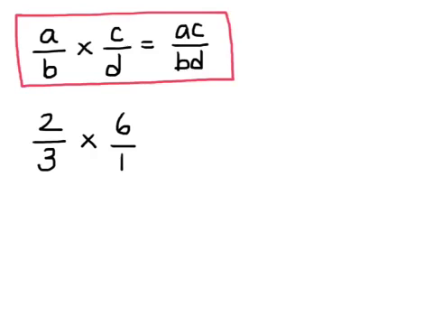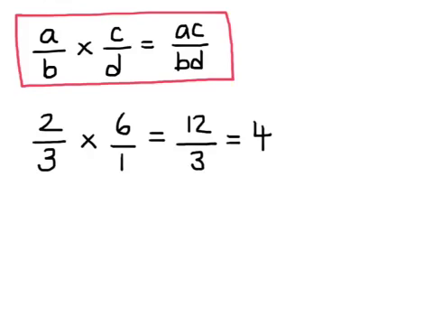So we then apply our rule as normal. We multiply the two numerators here, which are 2 and 6, to give us the answer 12. And we multiply the two denominators here, 3 and 1, to give us the answer 3. And we know that 12 divided by 3 is 4. And let's remember that when we're dealing with fractions, this line between the two numbers means divided by. So this is the same as 12 divided by 3 to give us our answer 4.